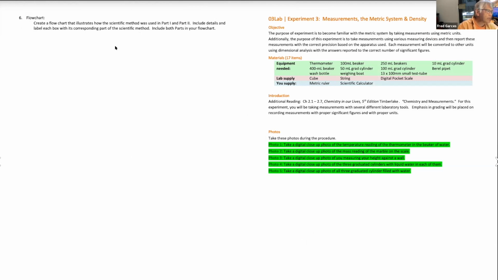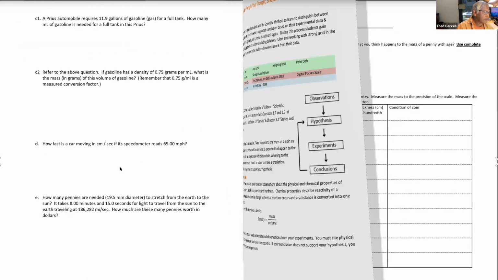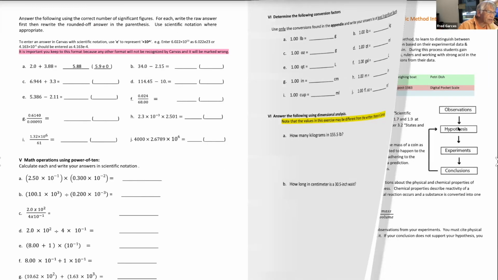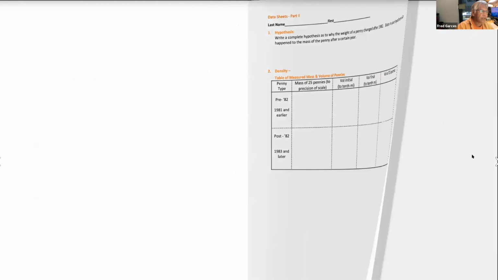And create a flow chart. And the flow chart is similar to what I gave you. Like I actually give you a flow chart here, right there. Except now, be specific. What is the observation that you have? What is the hypothesis that you did? What are the experiments that you completed? What is the conclusion that you've drawn? So this is a flow chart, but I need you guys to be specific to this experiment. Okay, so that's that last question right here.